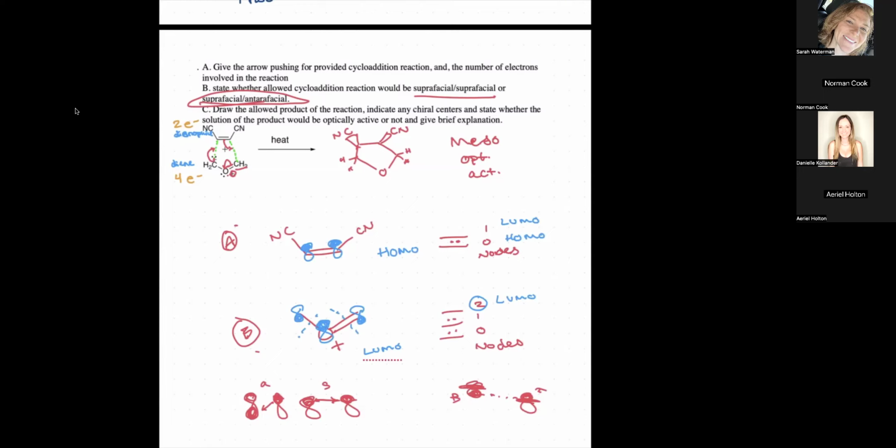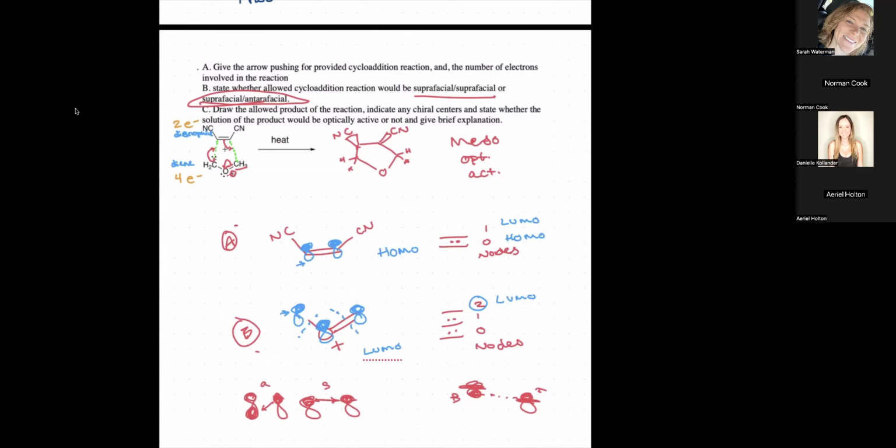So now we have this coming in to this, right? That means that this is antarafacial because they're opposites, right? Sorry, suprafacial. They're the same, sorry, same phase, right? So another way to think about it is, because you could do this, sorry. This, right? So suprafacial, they're in the same phase.